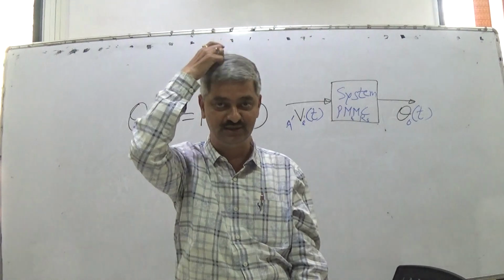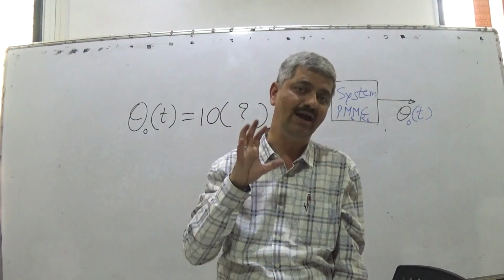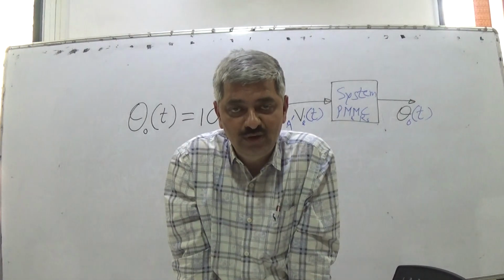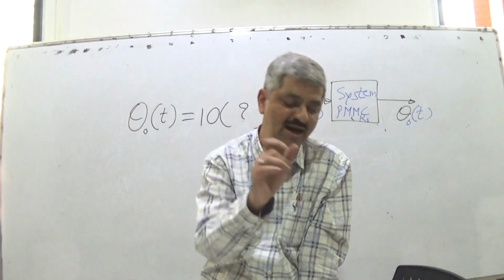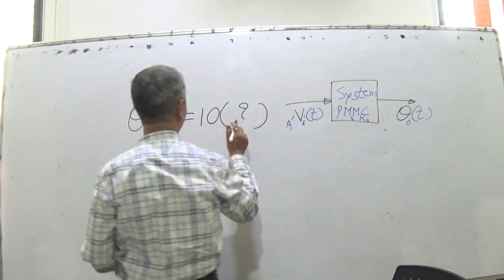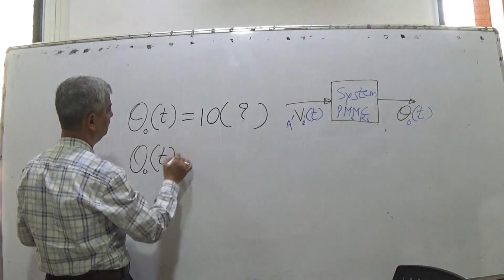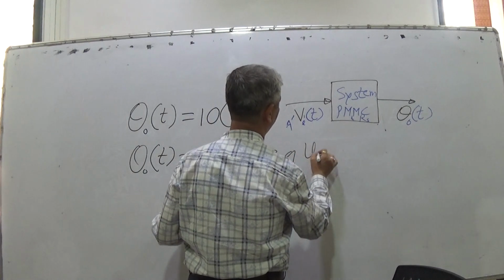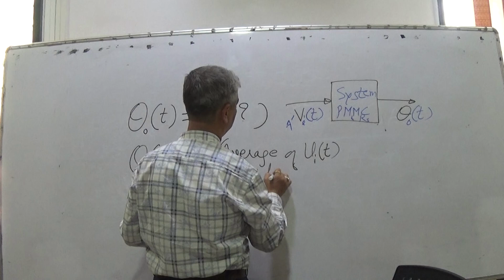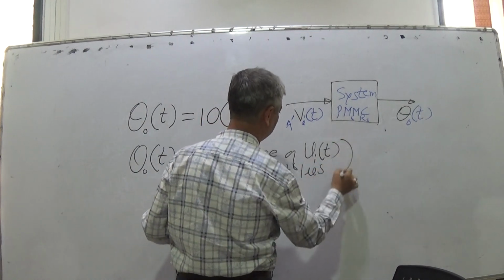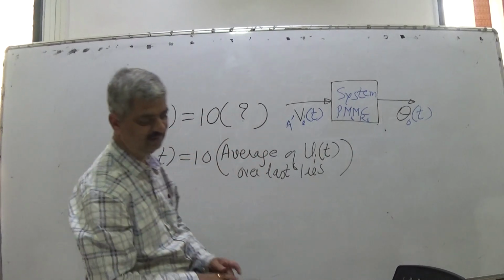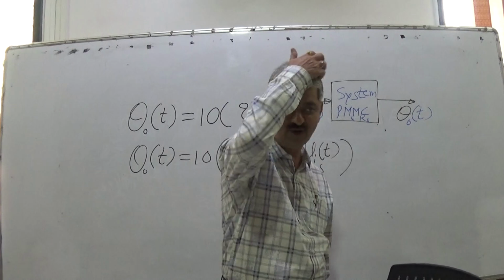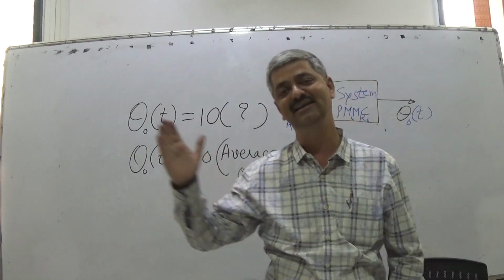So in all, what it does is, it is a law of averages. The output of any system is proportional to the average input over some past period. How much past? Theta o(t) is equal to 10 into the average of V in(t) over the last 1 microsecond. How exactly is it 1 microsecond, and how exactly a plain average?